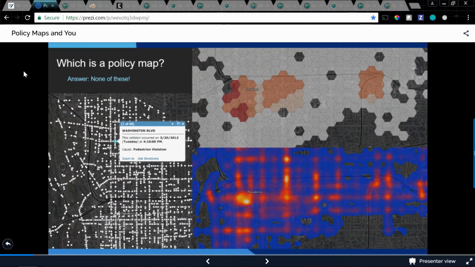And on the top, it's a hex bin map of that, where they've aggregated the number of collisions into a somewhat arbitrary geography. And the question is, which of these is a policy map? And you can see I've given you the answer. It's none of these. None of these are a policy map. This is a map of data.